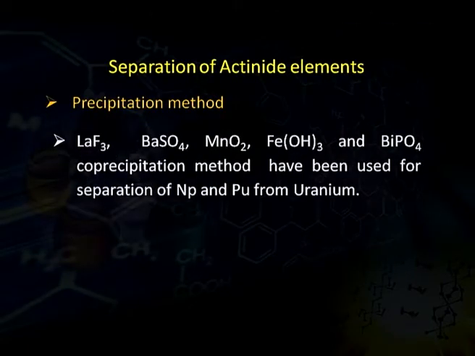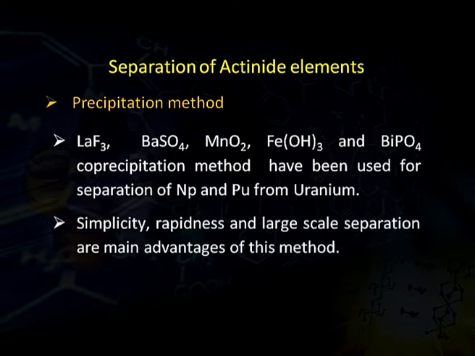Lanthanum fluoride, barium sulphate, manganese oxide, ferric hydroxide and bismuth phosphate co-precipitation methods have been used for separation of neptunium and plutonium from uranium. Simplicity, rapidness and large scale separation are the main advantages of the precipitation method.